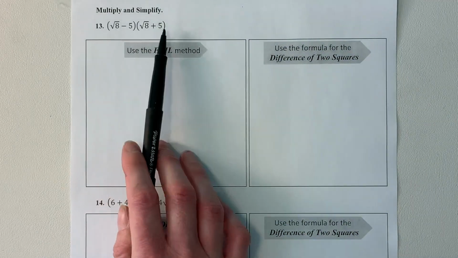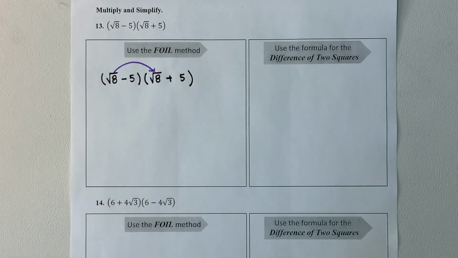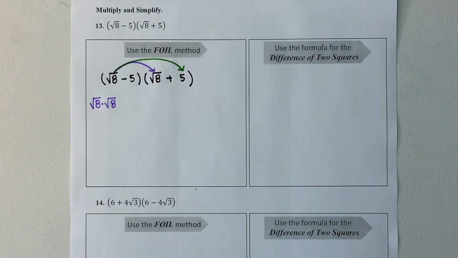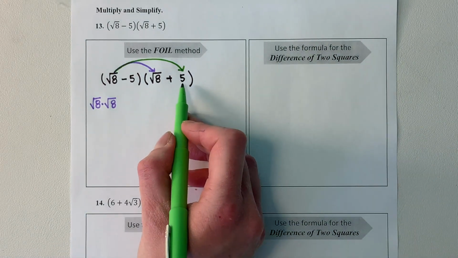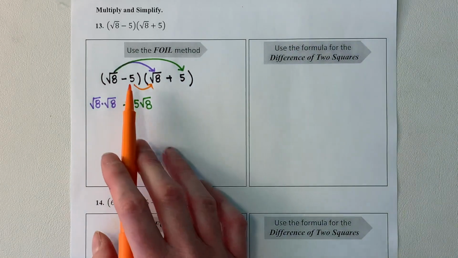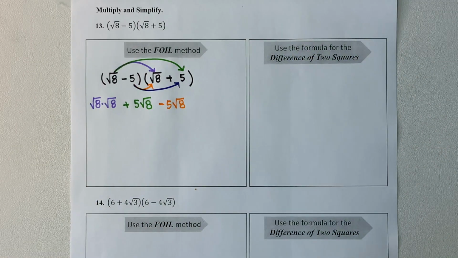Let's start by FOILing. And I started by copying this exact expression right here. We'll multiply the first to get the square root of 8 times the square root of 8. Then we'll multiply the outer to get 5 times the square root of 8. Then we'll multiply the inner to get negative 5 times the square root of 8. And then we'll multiply the last to get negative 25.